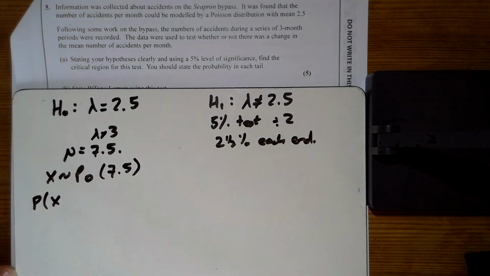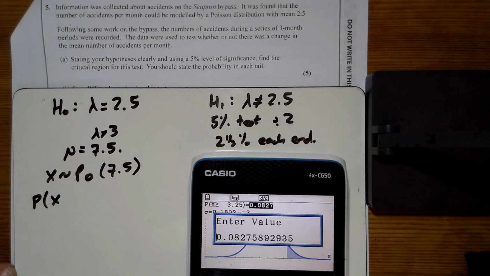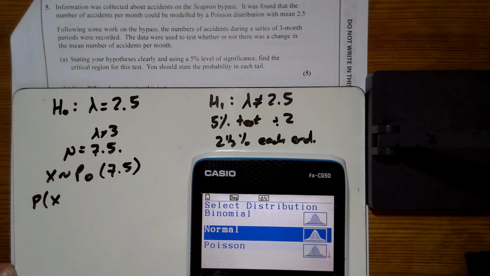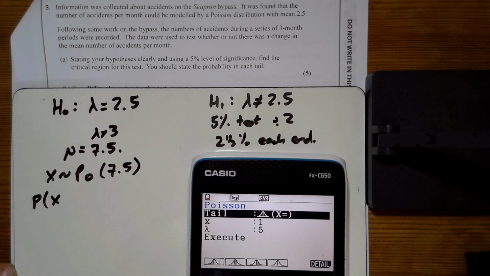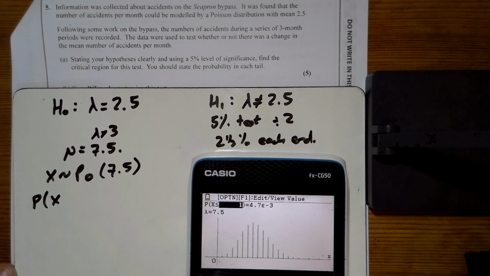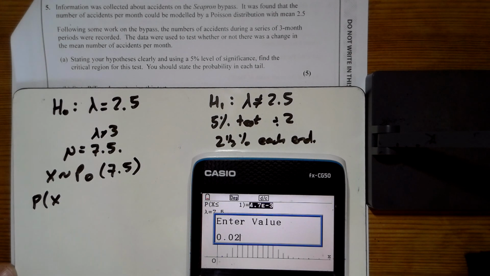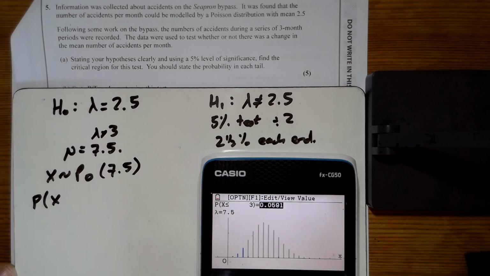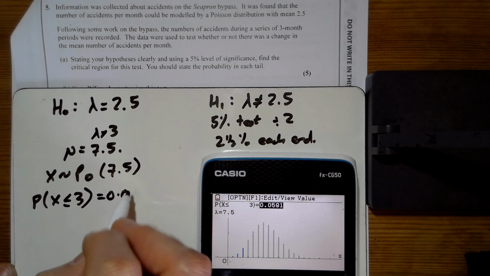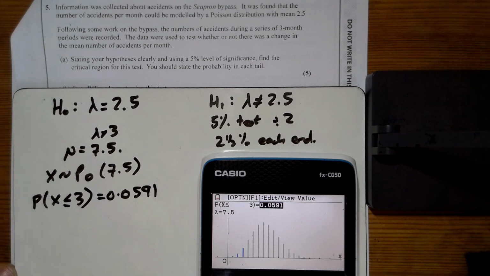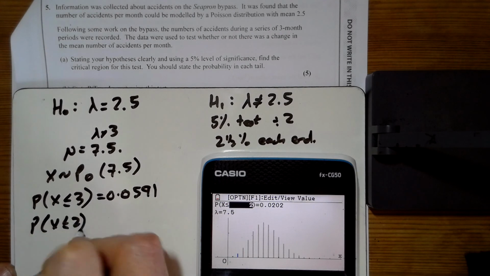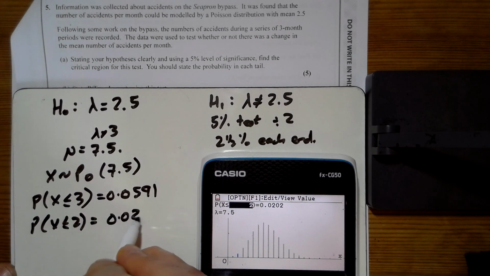And let's see what we're going to get at the lower end. So distributions. Poisson distribution, less than or equal to 7.5. Now 1's too small, so 0.025 there. So less than or equal to 3 gives us 0.0591. That's too big, so we'll change it to a 2. The probability that X is less than or equal to 2 is 0.202.